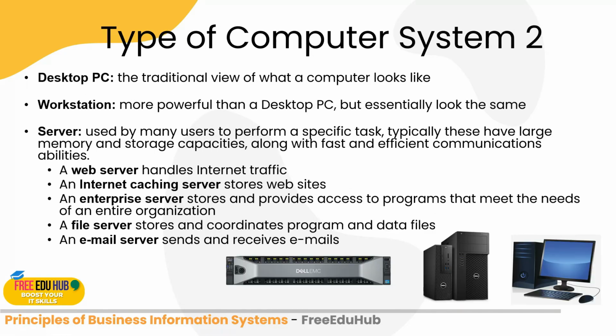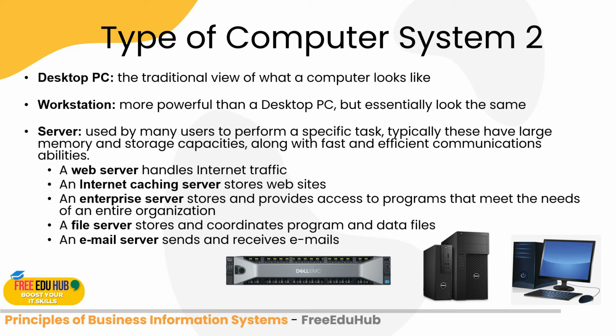Then we have desktop PCs. These are the traditional view of what a computer looks like, just like the computers which we use in the offices. Now we have workstations, which are more powerful than desktop PCs but essentially look the same. Just like this one, the black Dell computer is an office PC, whereas this big one can be a workstation as well. The difference between a normal PC and a workstation is that a normal PC would be, for example, a Core i7 with 8 gigs of RAM or 16 gigs of RAM with SSD, etc. Whereas a workstation would have a Xeon processor, 32 gigs of RAM, a GPU and lots of other things, because they are dedicated for huge operations.